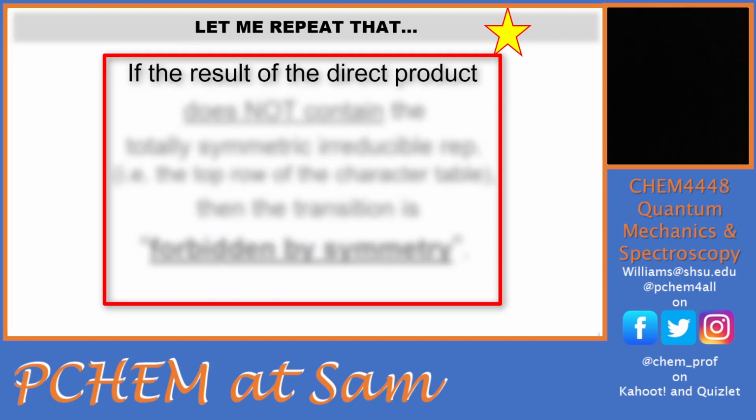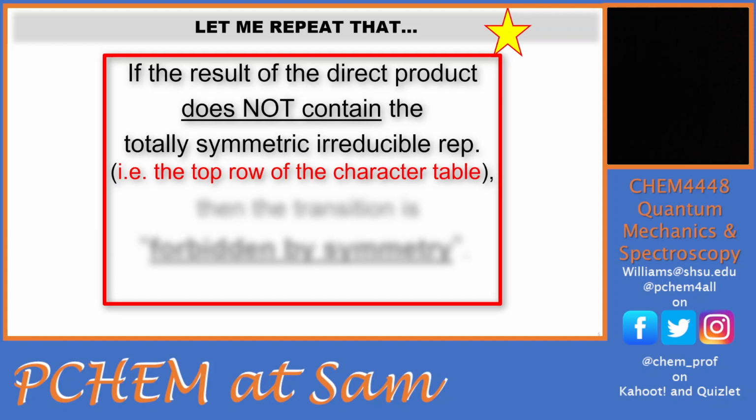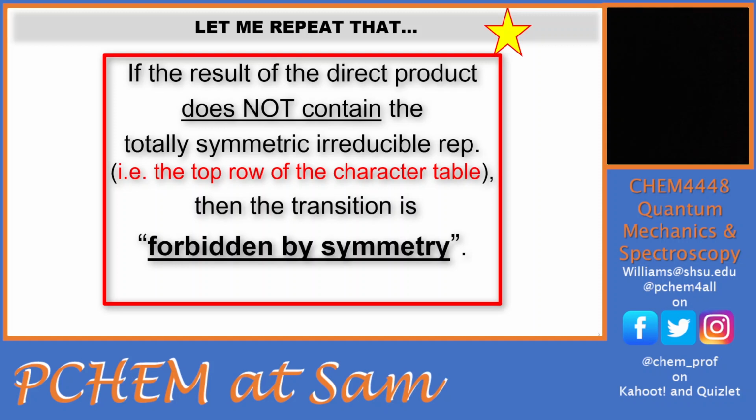So if the result of the direct product table does not contain the top row, and I say contain because it might be plus, plus, plus. There might be several terms in there. If the top row isn't one of those terms, then that transition is forbidden by symmetry.